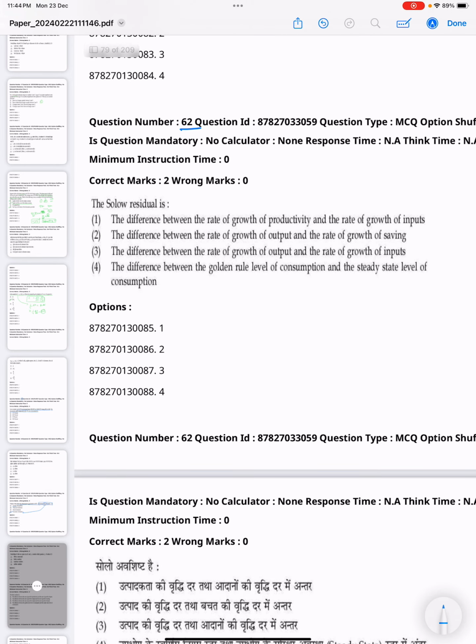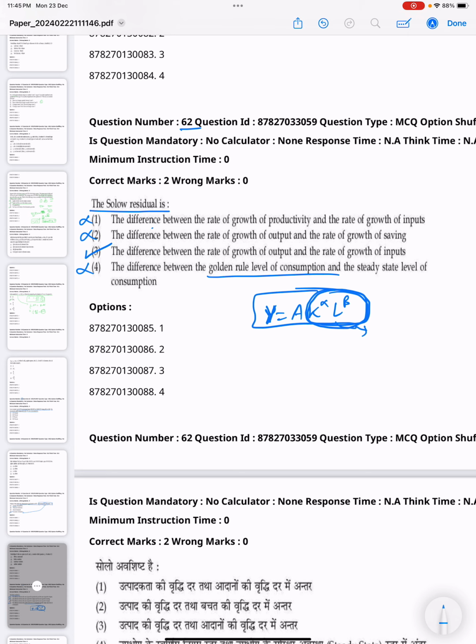Okay, now coming to 62nd question. The Solow residual is the difference between the rate of growth of output and the rate of growth of inputs. Solow residual: y equals A K to the power alpha. It shows what proportion of output is left after accounting for the proportion of output explained by the inputs, capital and labor. So the difference between the rate of growth of output and the rate of growth of inputs.